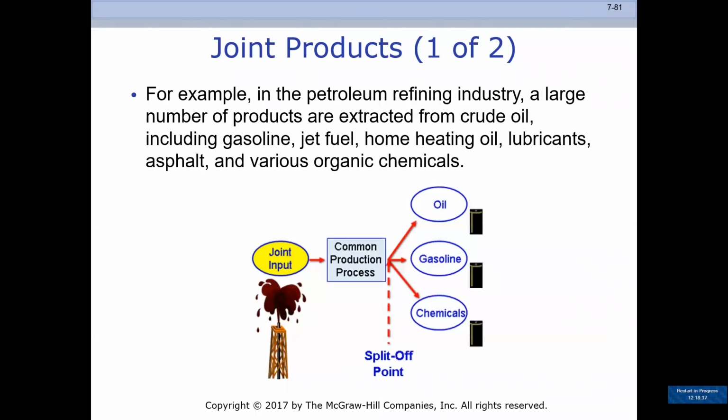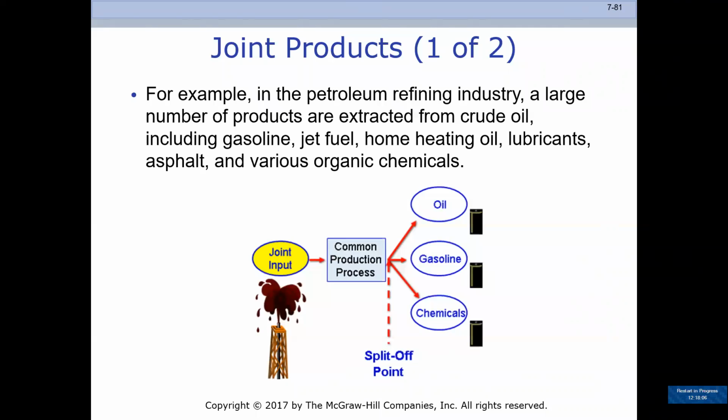For example, in the petroleum refining industry, a large number of products are extracted from crude oil, including gasoline, jet fuel, home heating fuel, lubricants, asphalt, and various organic chemicals. And the split-off point is here, common production process. You pump the stuff out of the ground, the cost of pumping it out of the ground would be the common production process. Once it's out of the ground, what do you do with it? You can process it further and make these different products.